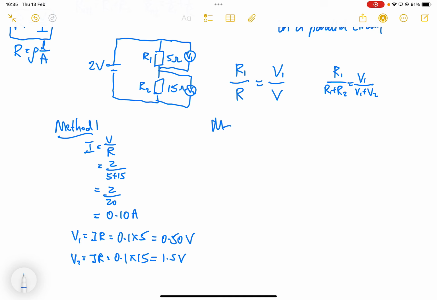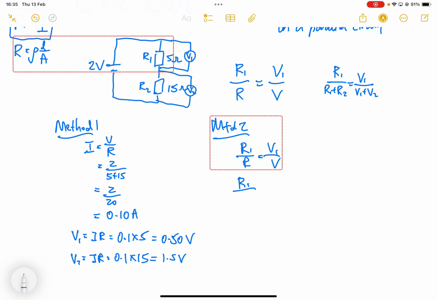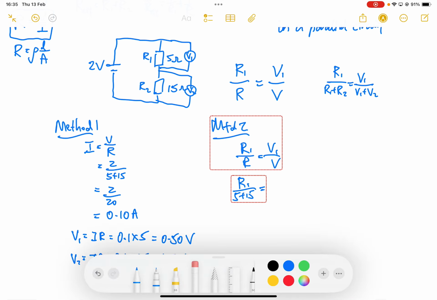So in this case, let's say I want to find V1. So this is method 2. R1 over R equal to V1 over V. Total resistance is 5 plus 15, that's 20. R1 is 5.